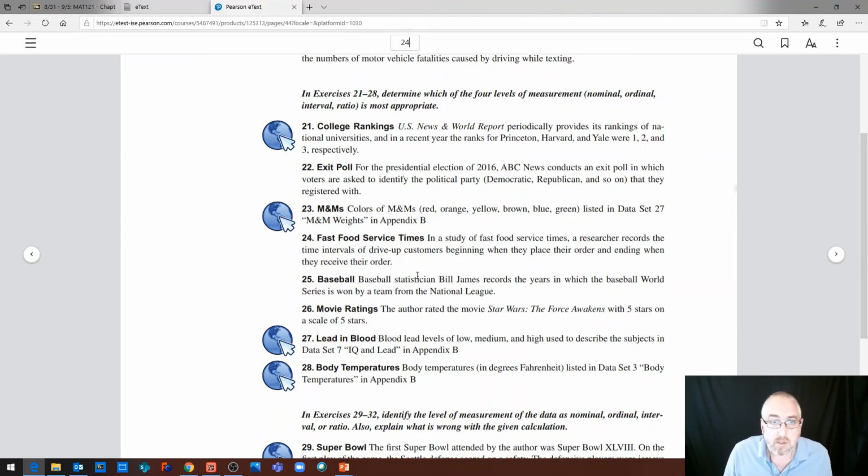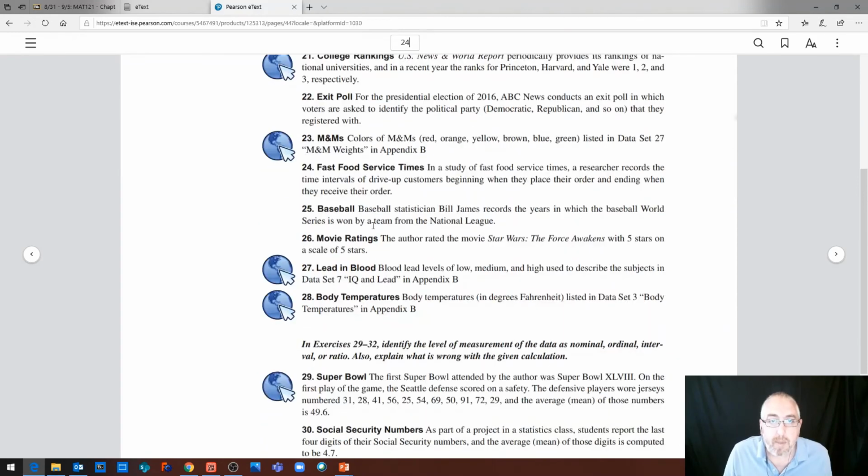Okay, so let's look at 25. Baseball statistician Bill James records the years in which the Baseball World Series is won by a team from the National League. So what's the data we're looking at? They're looking at years. Well, we kind of already had an example about years, right? So we're talking about numbers, so that means it's either interval or ratio, but is there a zero starting point for years? No. So in this case, it's going to have to be interval.